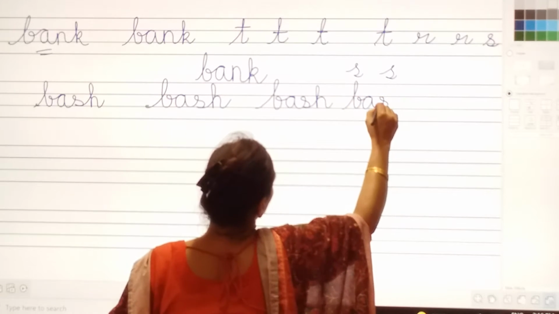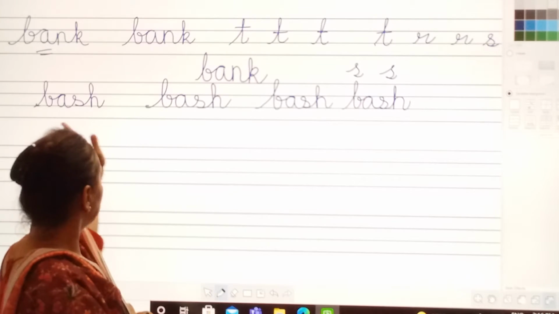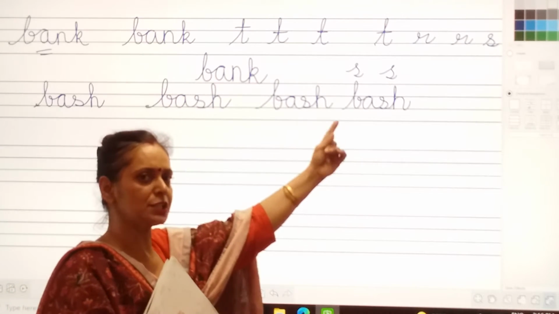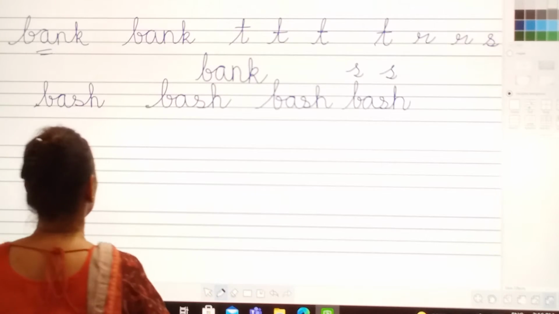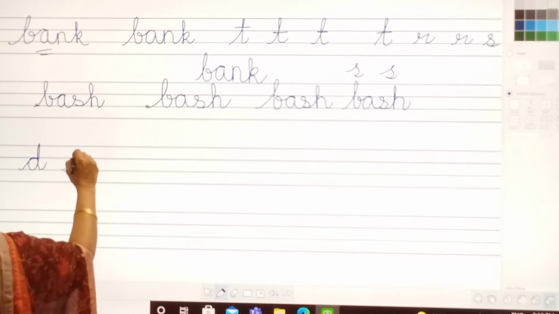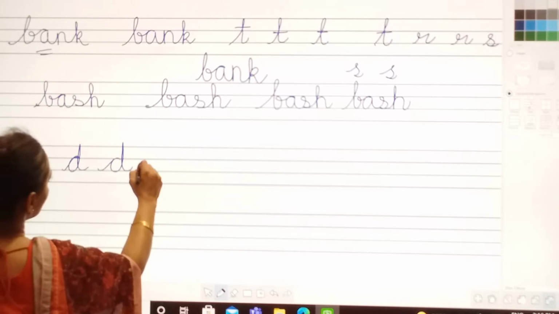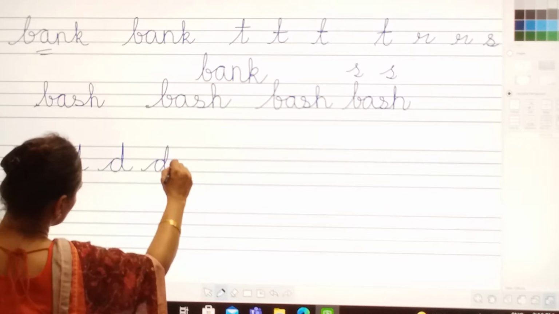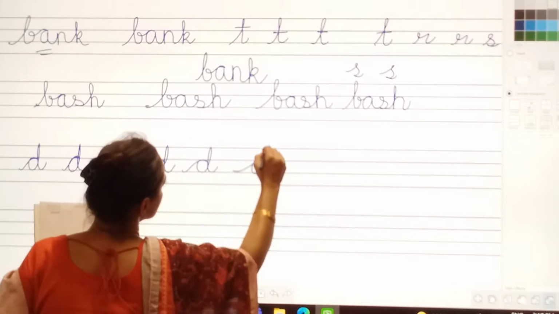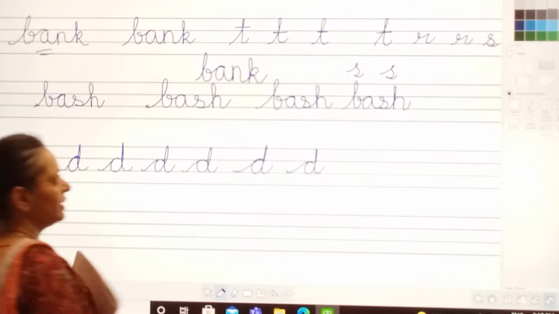The more we write, the more practice we do, the more we will learn. Okay? B-A-S-H, bash. In this way, we will be writing the spelling of bash. And what are the letters you have to learn along with this? D. D for dog. D for Dan. Small cursive D in this way. This is the correct formation of D.